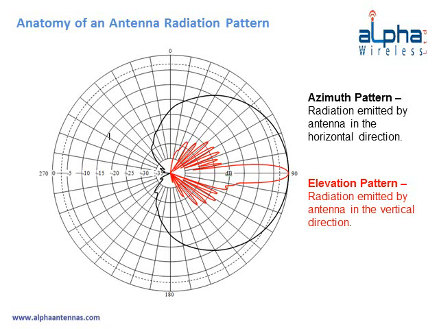The first step is to understand how an antenna can contribute to radiation. An antenna radiation pattern consists of two parts: azimuth, which describes the pattern emitted by the antenna in the horizontal direction, and elevation, which describes the pattern emitted by the antenna in the vertical direction.